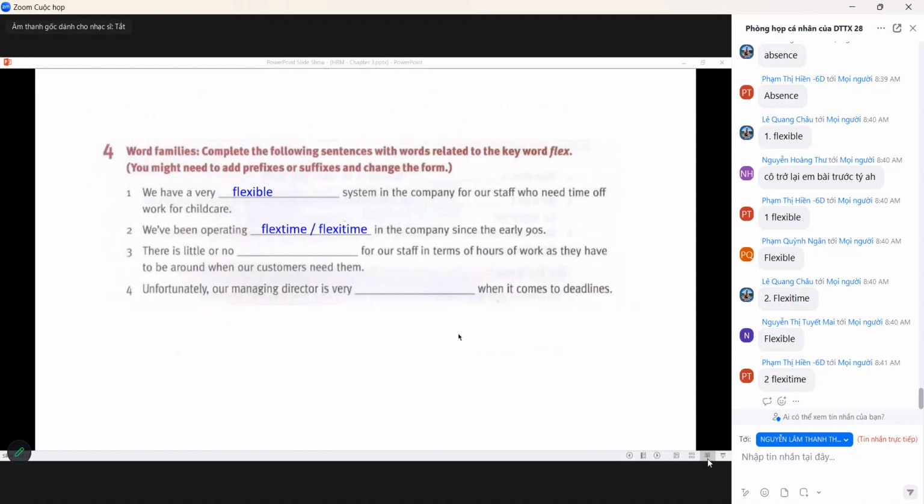Okay. Randomly answer shows the answer number 2 too. Number 2, we've been operating flex time or flexi time in the company since the early 90s, right? How about number 3? There is little or no flexibility for our staff in terms of hours of work, as they have to be around when our customers need them. Yes, most of you choose flexibility. And the last one, unfortunately, our managing director is very inflexible when it comes to deadlines.